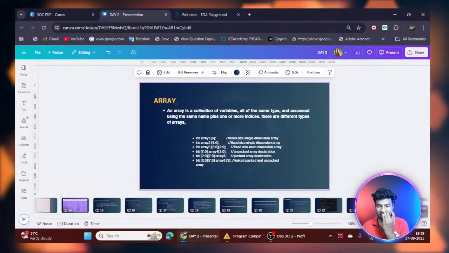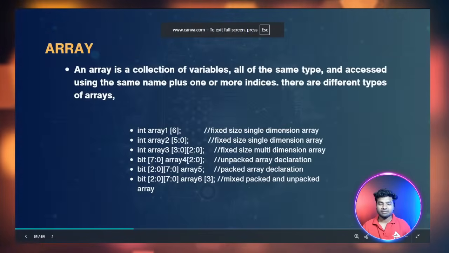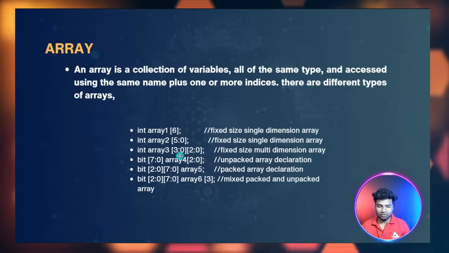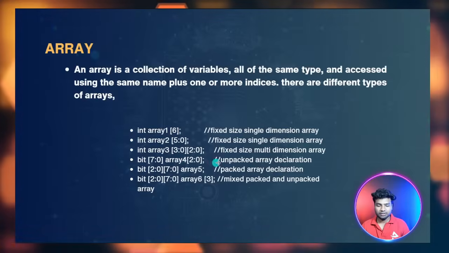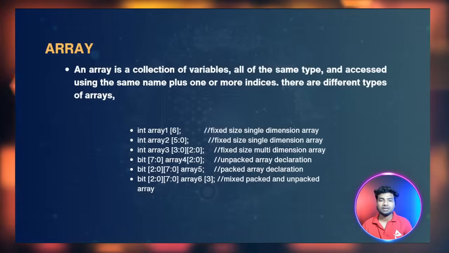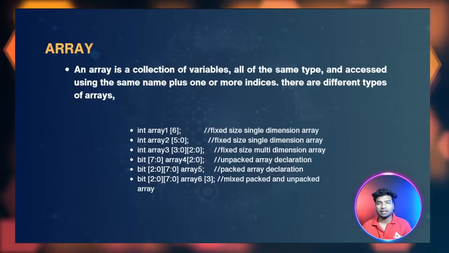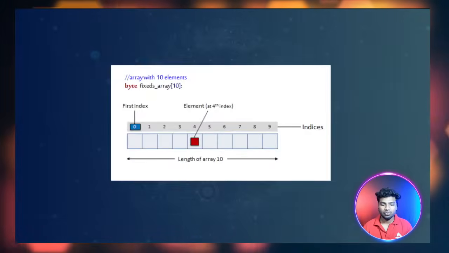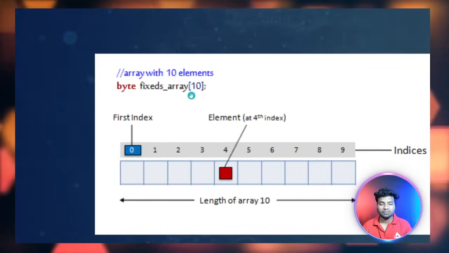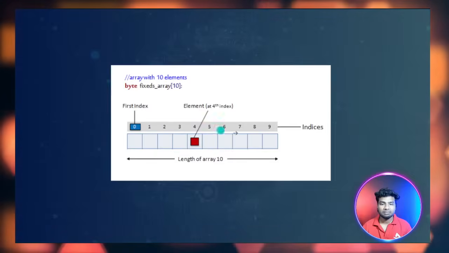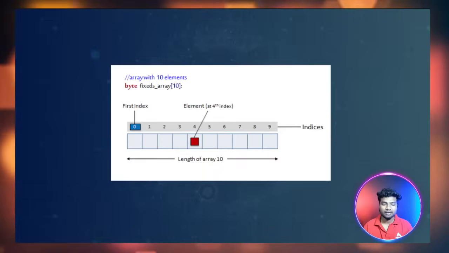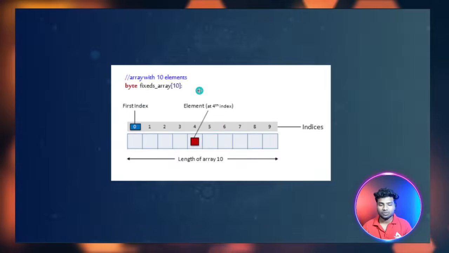Then we'll see arrays. We know this is a fixed array, and this is an unpacked multi-dimensional array, with rows and columns. In SystemVerilog we have two types of arrays: static arrays, and the other types, packed arrays and unpacked arrays. If you follow this method, byte, with my array name and 10, it means it has 10 memory locations, 10 indexes. This is how a static array looks when created.